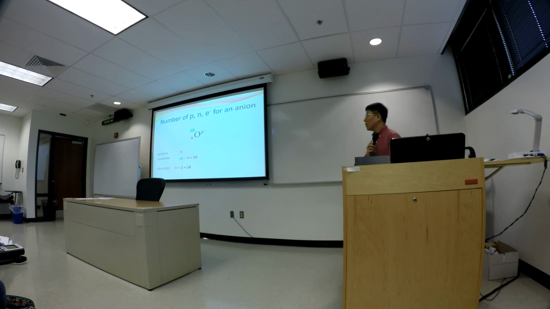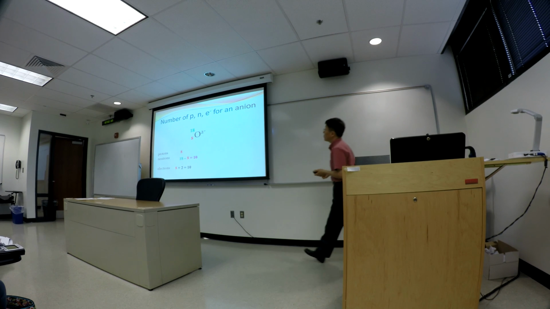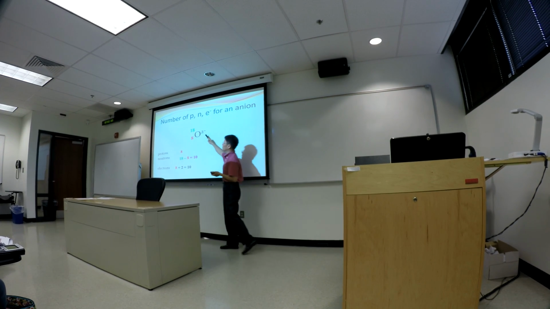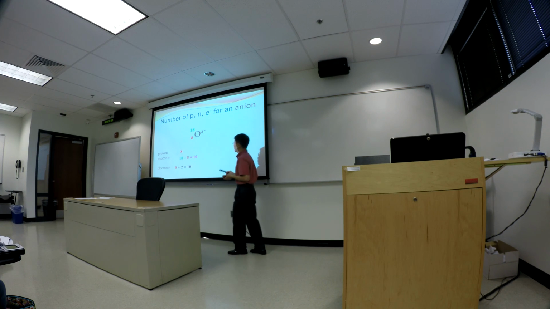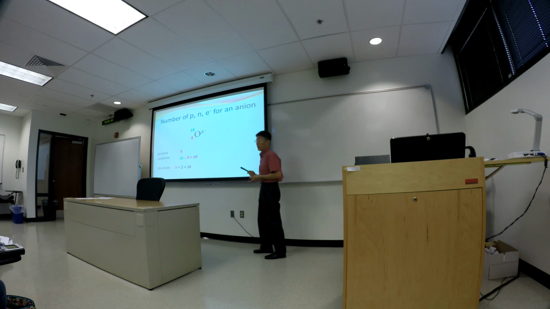Given an atomic symbol with the mass number and atomic number, you need to be able to determine P, N and E. Given an ion, you have to pay attention to the charges here. 2 negative means 2 extra electrons, so the total number of electrons is going to be different from the neutral atom. It's going to be whatever you have to begin with plus the extra number of electrons that you gain.